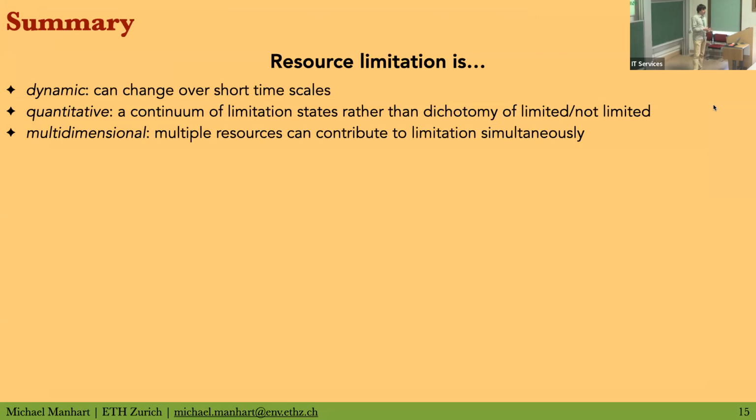So now I just want to go back and summarize these main questions that I started with at the beginning. So what is resource limitation? Well, I hope I've provided this kind of framework for thinking about it, but in particular, I want you to remember that it's this dynamic quantity, it's quantitative, and it's multidimensional. And these are things I think are important in many microbial systems rather than the sort of static, binary, single limitation picture that we often think about.